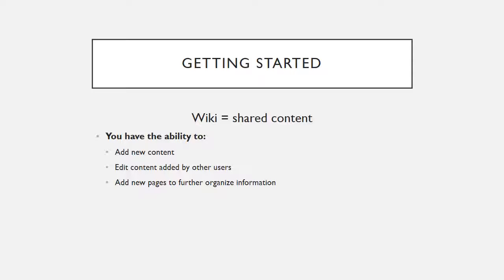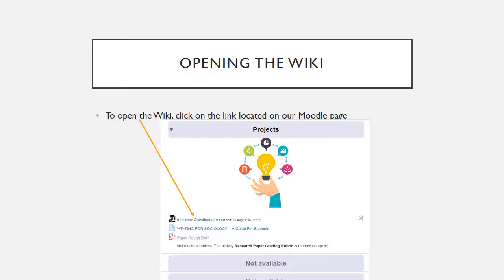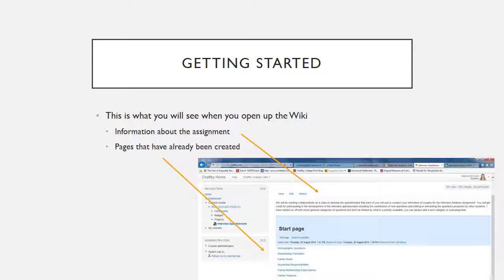So I'm going to lay out for you how to perform these different functions in the wiki. The first step is, how do I open up the wiki? As you'll note here, the wiki icon in Moodle kind of looks like cow print, and it's going to be labeled interview questionnaire. So go ahead and click on the title to open it up. And once you're there, this is what you will see when you open up the wiki.